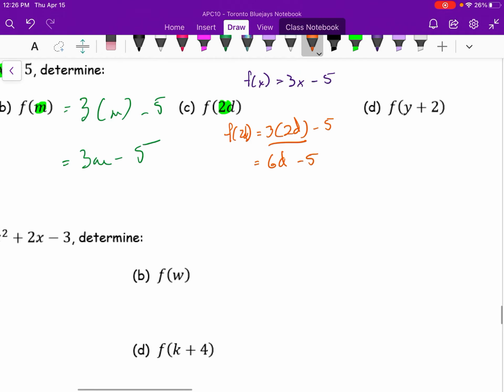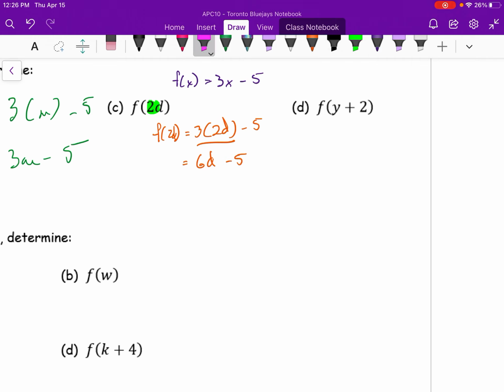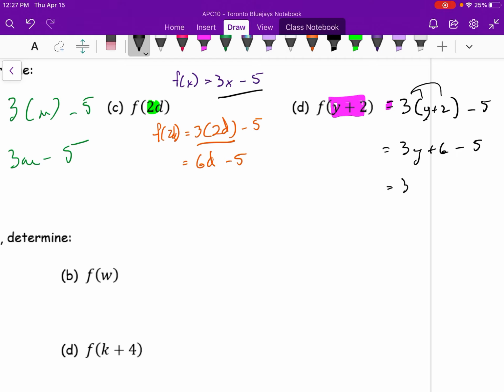So far, so good. Now, this one is going to get a little bit crazier. But it's the f of y plus 2. Don't worry, because all I simply do is I take 3 times my input minus 5. That is the rule that is governing my function f. But my input now is y plus 2. This ends up being 3y plus 6 minus 5 as I multiply through. I'm going to simplify, and there we are. So the f of y plus 2 is 3y plus 1.